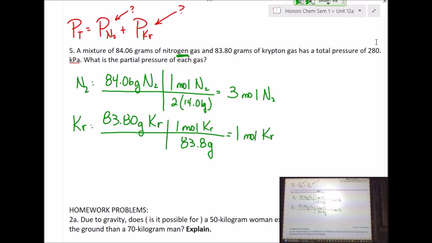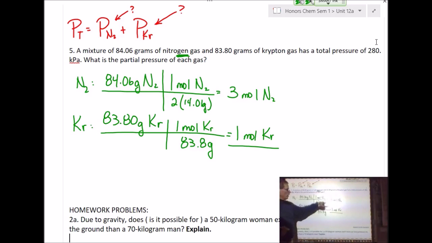Is it equal? Is it greater? By how much? 3 times. Just that easy. All right, so knowing that should help you out on this. Now, what we want to do is find out what the percent of nitrogen gas is and what the percent of krypton gas is.